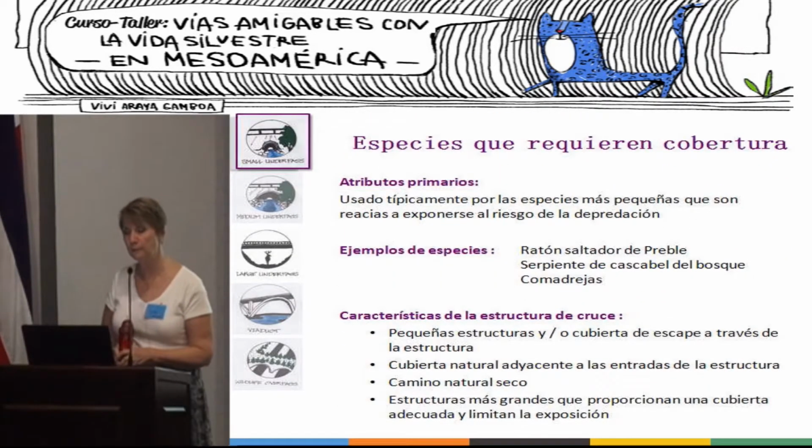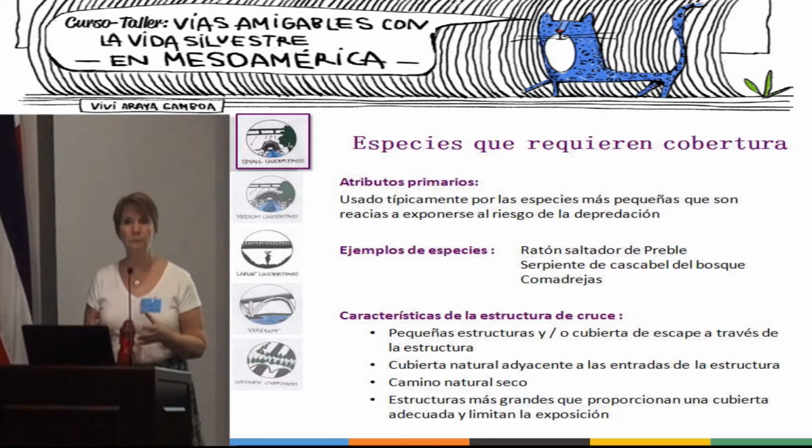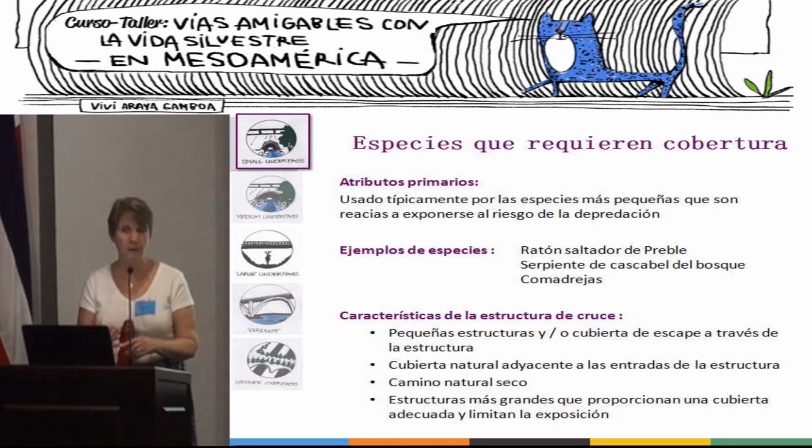Okay, so now we're getting into the guild characteristics and what types of structures they might accept. So the species that require cover, or cover specialists, their characteristics are that they really need to have cover in order to feel safe that they're not going to be predated upon by their predators, or they may need to have cover so that they don't dry out.